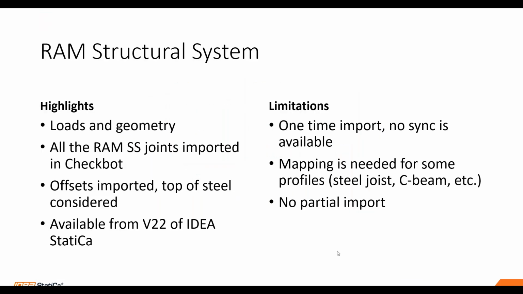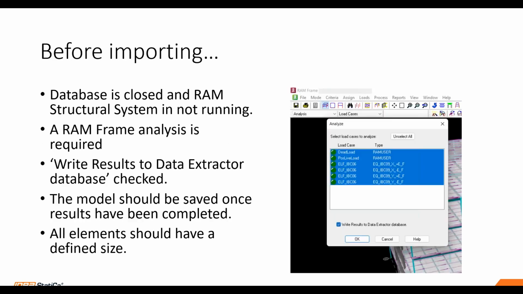So here are the highlights, loads and geometry as well. All the RAM Structural System joints will be imported in Checkbot, okay? Offsets as well are imported. So top of steel is considered here, and it is available from version 22 of IDEA StatiCa. What are the limitations? One-time import, no synchronization is available, okay, at this moment. Mapping is needed for some profiles, and there is no partial import, as I mentioned before, okay? So those are the highlights of it.